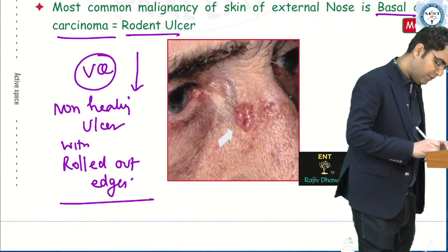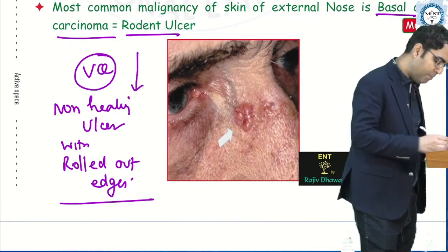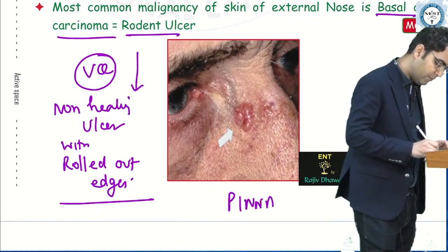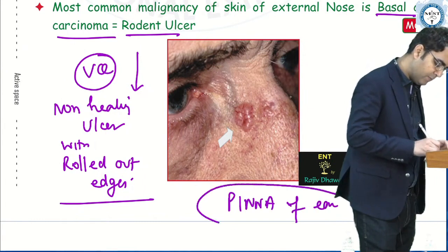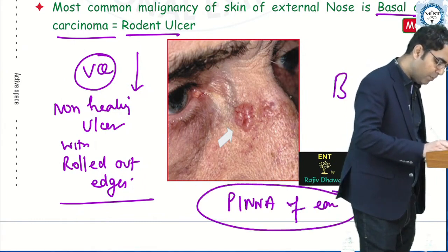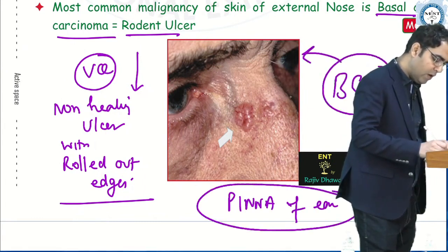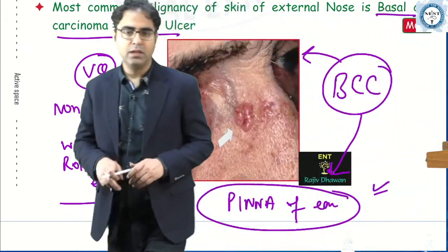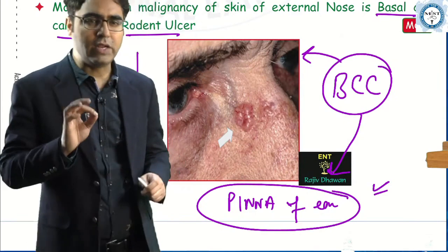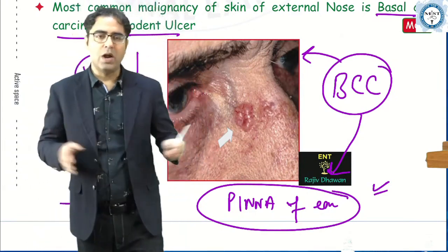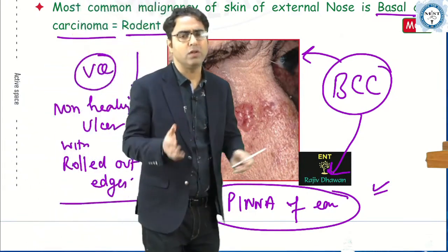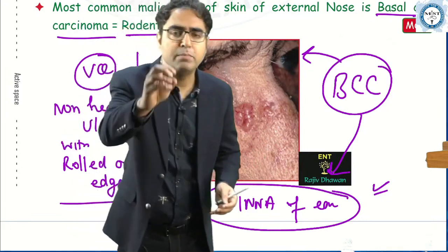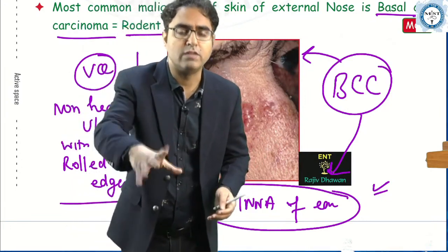Write down. The same lesion can be seen on the pinna of the ear also, beta. So basal cell carcinoma or rodent ulcer can occur at two places, beta. One is the nose, the other is the pinna of the ear. So this kind of ulcerative lesion which is non-healing with rolled out edges, any non-healing ulcer shown on the nose or pinna, please mark it basal cell carcinoma or rodent ulcer, beta.